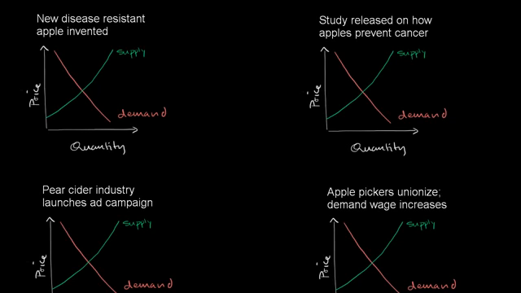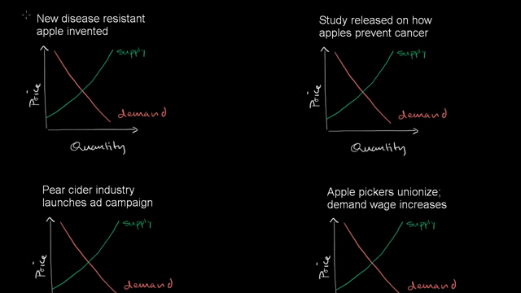What I want to do in this video is think about how supply and or demand might change based on changes in some factors in the market, and then think about what that might do to the equilibrium price and equilibrium quantity. So let's say at some period, this is what the supply curve looks like, and this is what the demand curve looks like.